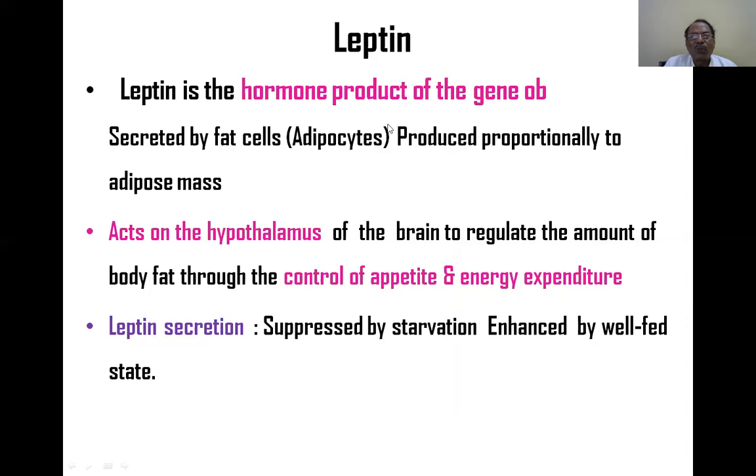Leptin is the hormone product of the obese gene, secreted by fat cells, produced proportionally to adipose mass. It acts on the hypothalamus of the brain to regulate the amount of body fat through the control of appetite and energy expenditure. Leptin secretion is suppressed by starvation and enhanced by the well-fed state.